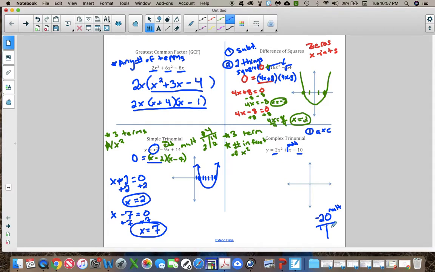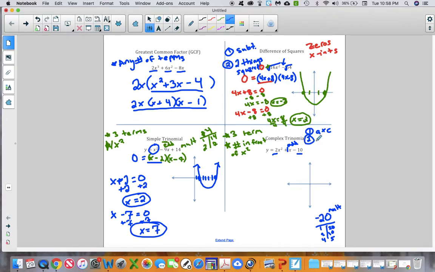So I can list out 1 and 20, or 2 and 10, or 4 and 5, and some of you guys are really frustrated because you've already got the answer. 4 and 5 is the combination that you want to get 1, okay? So what I'm going to do now in step number 2 is write 4 pieces.